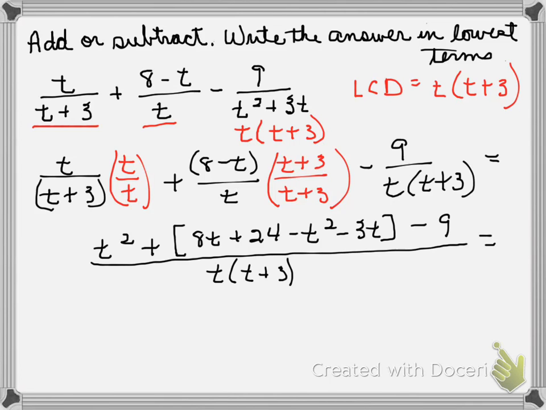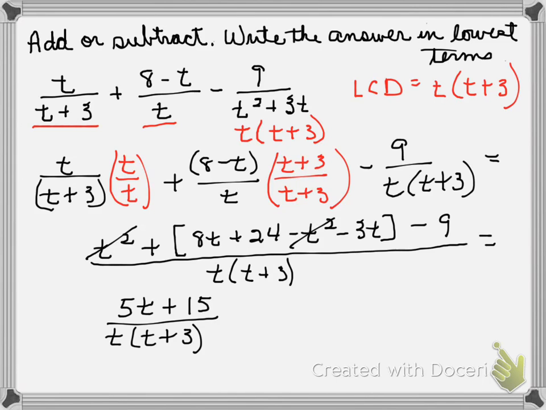Alright, simplifying further in the numerator, the plus in front of the bracket means that I can pretty much ignore the bracket, so t squared minus t squared is 0. Then 8t minus 3t is 5t. And 24 minus 9 is 15. And that's over my denominator t times t plus 3.